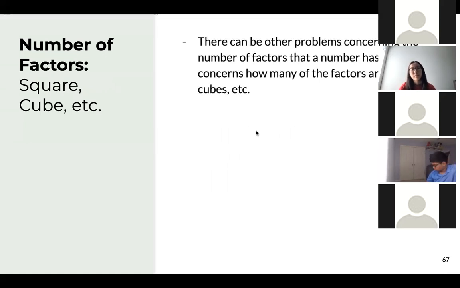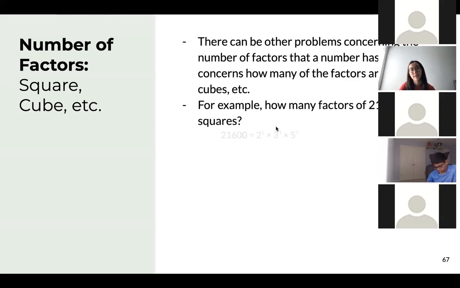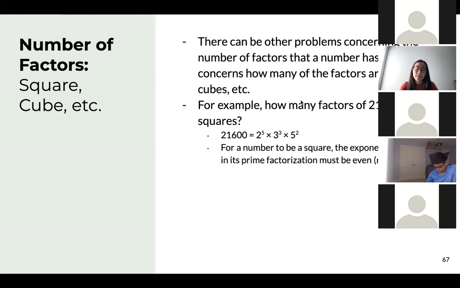And then, okay, there can also be problems concerning how many of the factors are squares or cubes. For example, how many factors of 21,600 are squares? First we find the prime factorization of that. For a number to be a square, the exponents of all the values in its prime factorization have to be even.